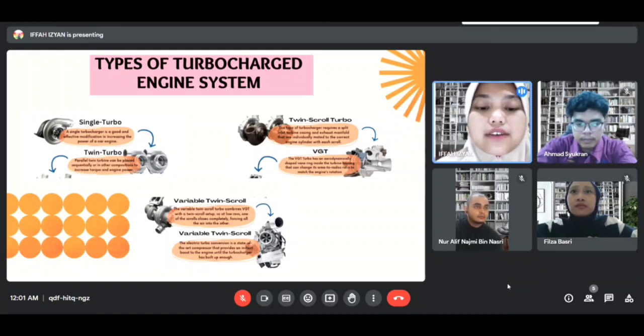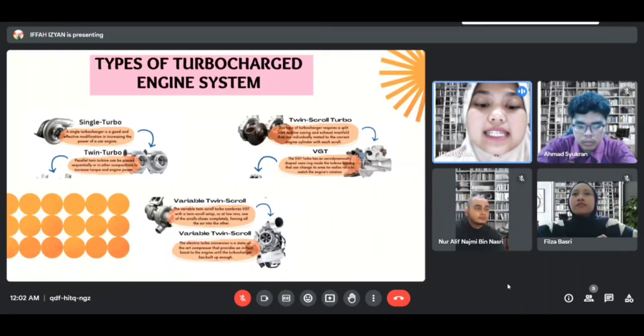Fifth is a variable twin scroll turbocharger. As you accelerate, the valve opens to allow air into the other scroll. This is a fully variable process, meaning the valve opens in small increments. You get good torque and performance, and you can get the kind of performance from a single turbo that you can usually only get from a twin turbo setup.